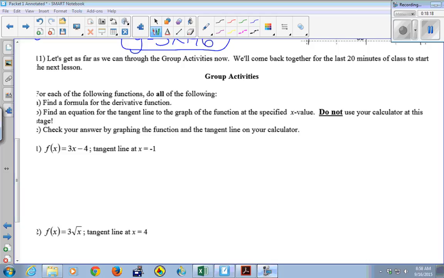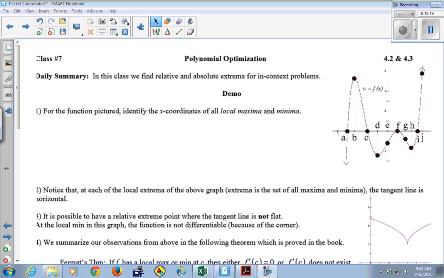All right, so we're just going to start this demo. We'll finish it next class. So we're going to look at relative and absolute extrema, right? Maxes and mins for a function in context problems.